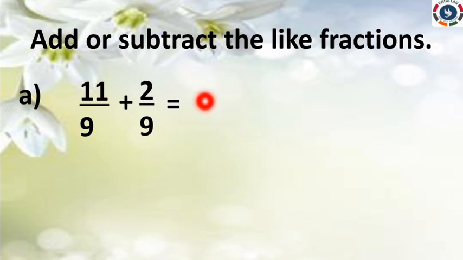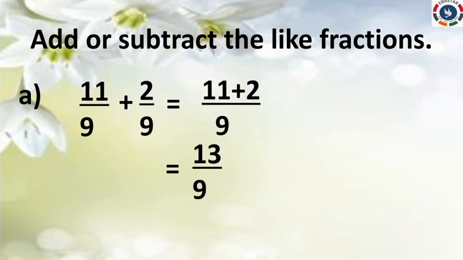So 11 plus 2 by 9. You add only the numerators, not the denominators. Whatever number is given in the denominator, write that same number in the denominator. So 11 plus 2, add only the numerators. What is given in the denominator? 9. So write 9 here. 11 plus 2 is 13. So 13 by 9.